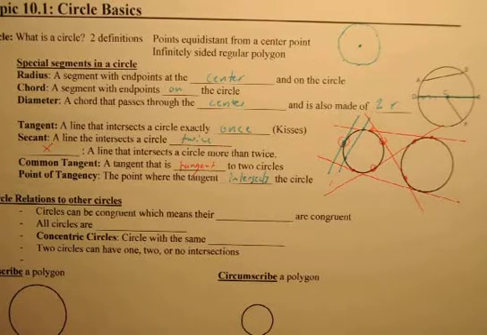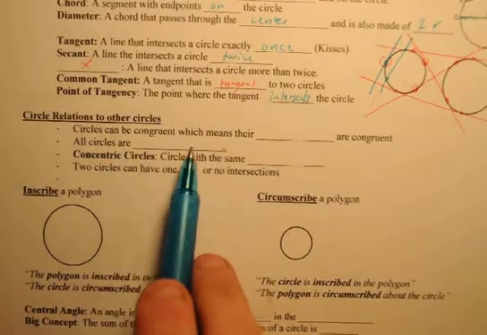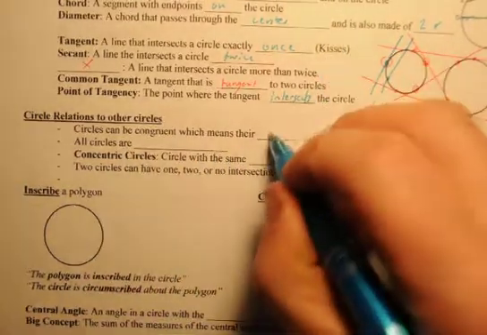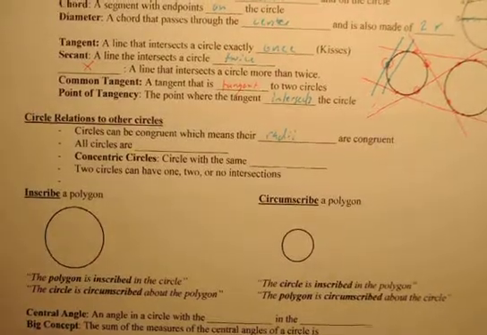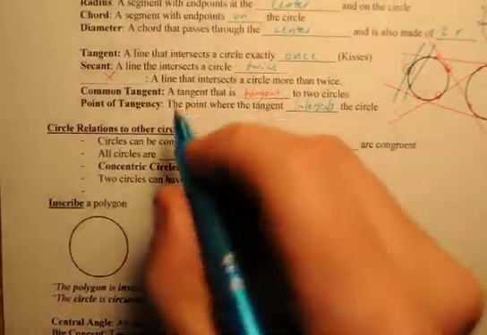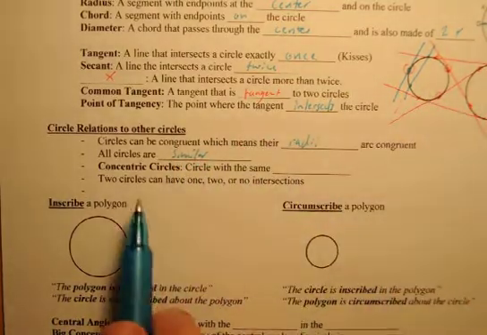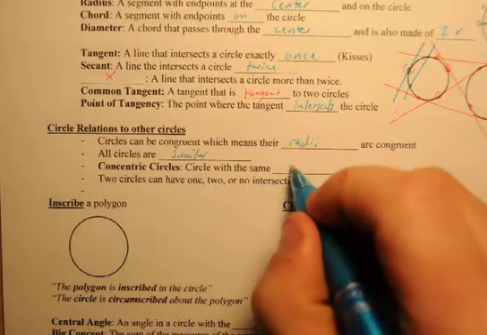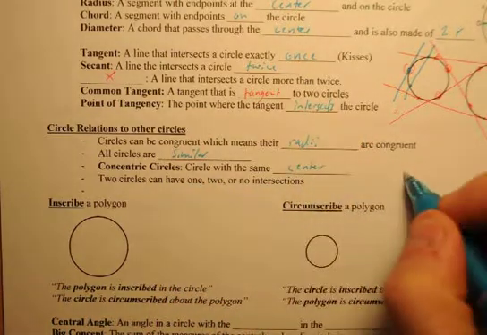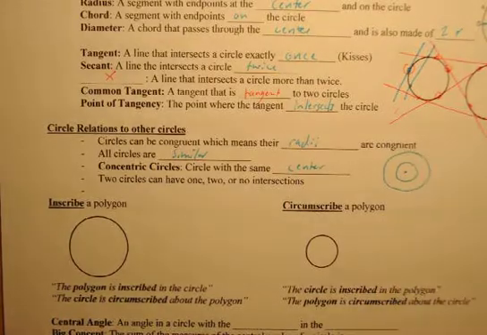Alright, circle relationships to other circles. Circles can be congruent, which means their radii are congruent. So if I have 2 circles with the same radius, they're congruent circles. All circles are similar. Concentric circles, circles with the same center, like this. They have the same center, so they're called concentric.